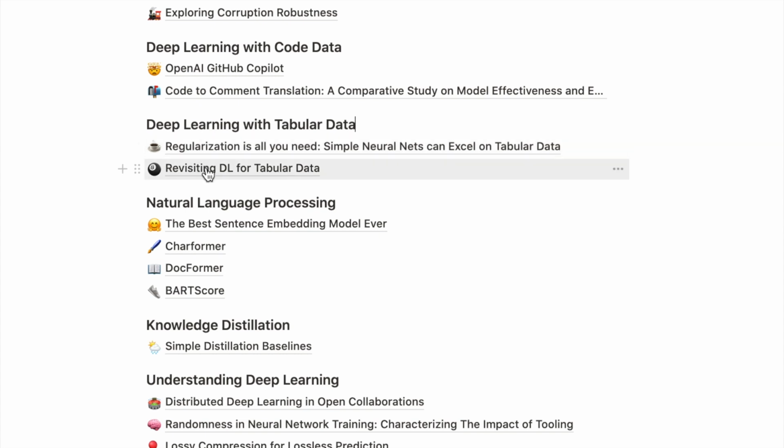And then Revisiting Deep Learning for Tabular Data looks at all the latest architectures for repurposing deep learning. It has a different kind of feature fusion for this particular kind of data, and then designs a new kind of transformer to handle this data.